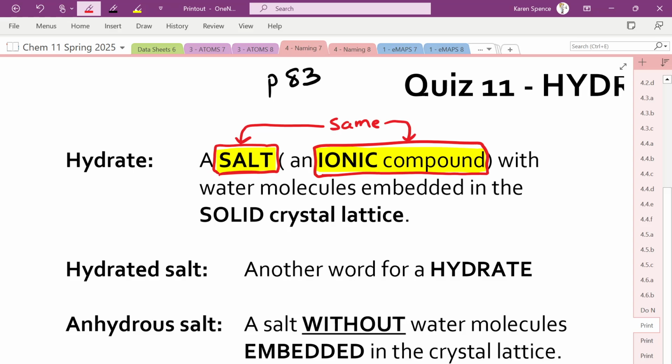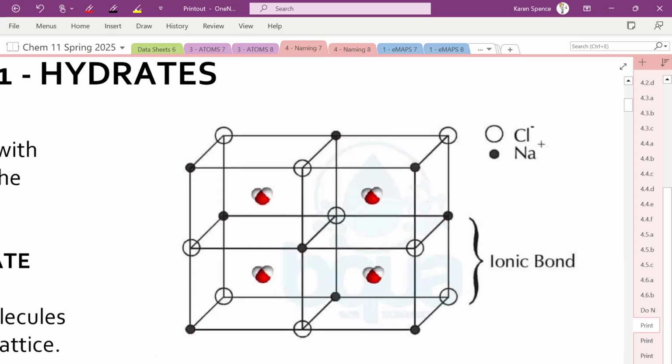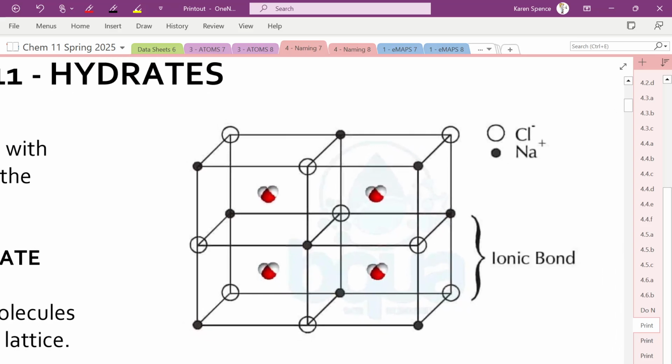So we have a little picture of that over here. You can see here is our crystal lattice. This right here is an ionic bond. Okay, and inside each one of those little squares is a water molecule.